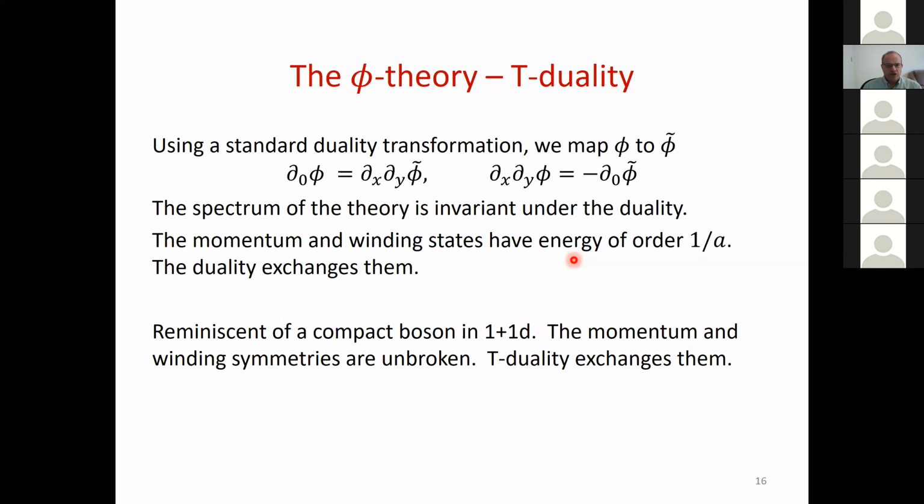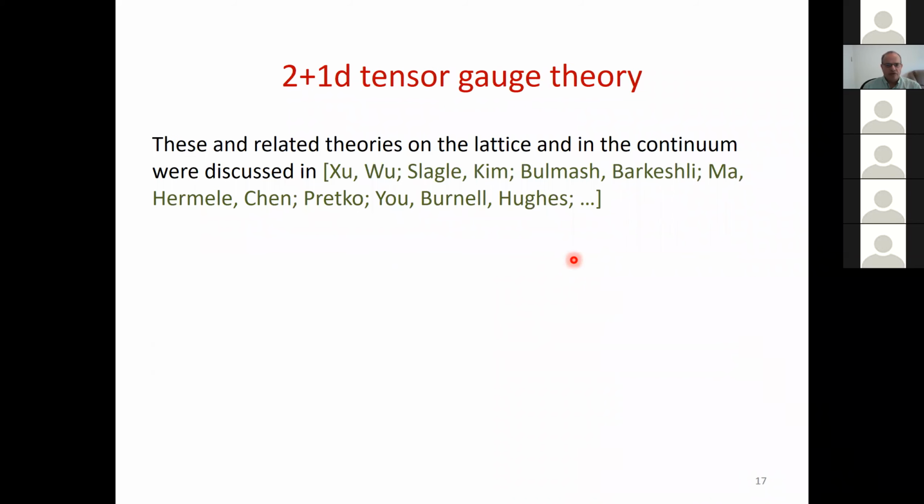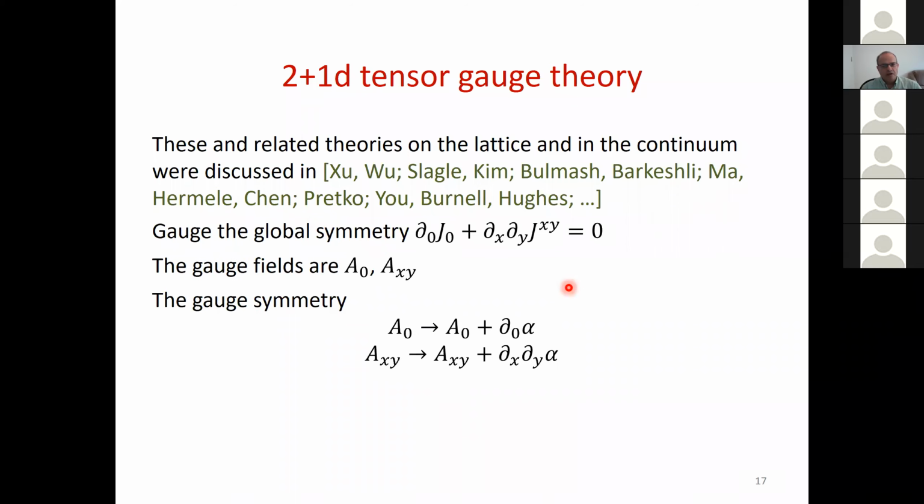Let me rush now to the gauge theory. We'd like to make a gauge theory out of that. So what we're going to do is take the global momentum symmetry we discussed before and turn it into a gauge symmetry, gauge that global symmetry. So we had a conservation equation, and if we have a conservation equation, we can couple J0 and JXY to two gauge fields, an A0 for this and an AXY for that. And this is how the gauge symmetry acts. So I read off the transformation laws using the conservation equation. And that's what we're going to study.